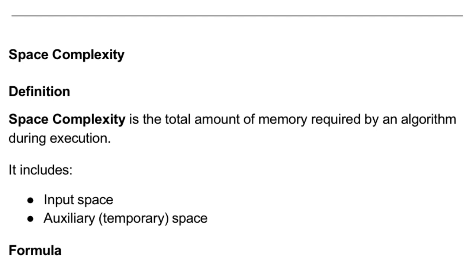Now let us study space complexity. What is space complexity? Space complexity tells us how much memory an algorithm requires during execution, or the total amount of memory required by an algorithm during the execution. It also includes memory used for variables, input space, and auxiliary space, that means temporary storage, arrays, etc.